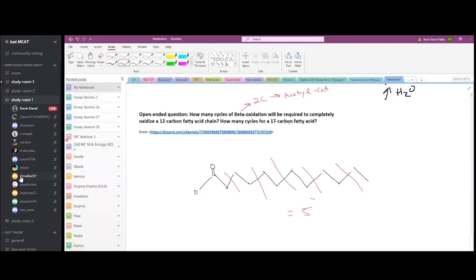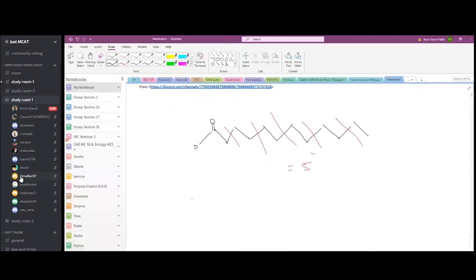How many cycles for a 17 carbon fatty acid? Well, when in doubt, draw it out. So that's what we're going to do. Now we're going to draw 17. Again, we've got the little ester, and then we got 1, 2 already. Then 2, 4, 6, 8, 10, 12, 14, 16, and then we got 1 extra carbon. So we're going to connect all that.